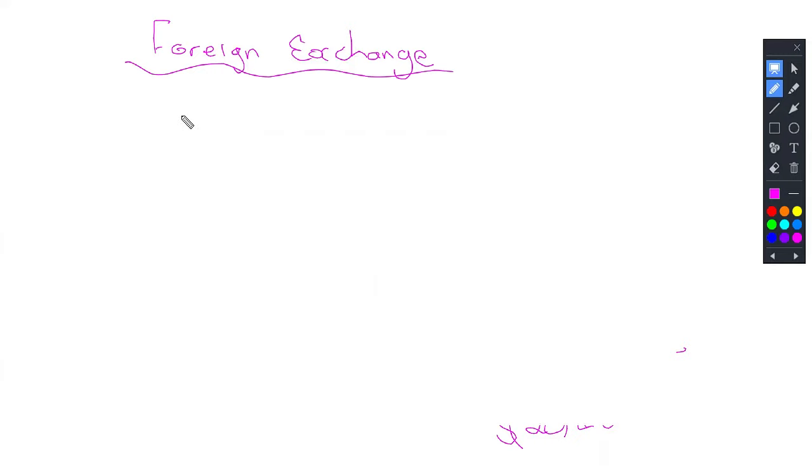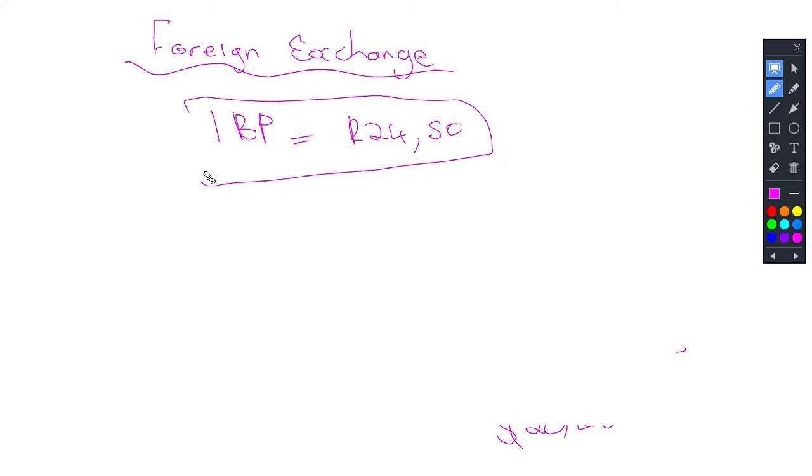So let's say they give you another factor. They say, let's say 1 British pound is equal to, they give you the fact that it's 24 rands, let's say 50 cents. Remember, you need to look at your exam. I'm just making an example. And then they give you this, and then they say you must convert. Remember, it's not always that they are going to say convert this. They will tell you a scenario.